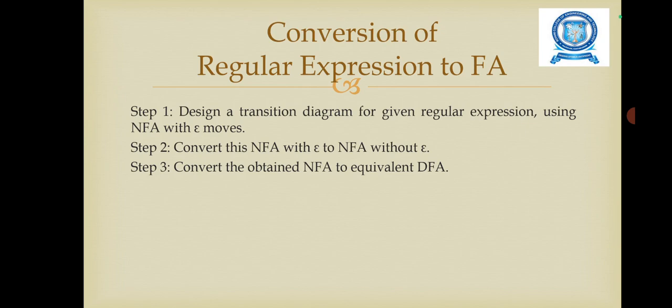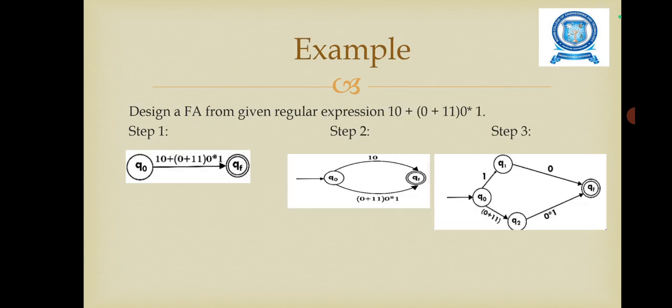We are going to use a method called the subset method. Using this method, you are able to obtain finite automata from the given regular expression. For this, we are now going to see one example. Design a finite automata from the given regular expression 10 + (0+1)1 0* 1. For the given regular expression, you are going to draw one finite automata.